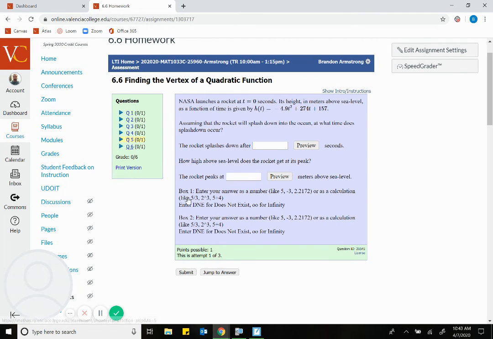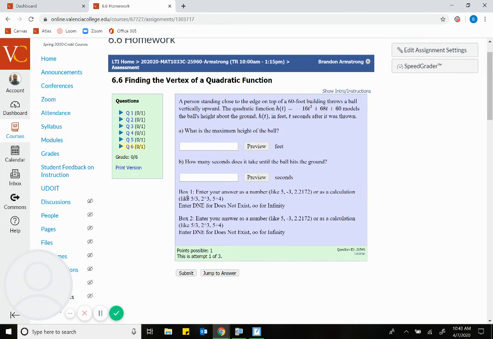Okay? Question 6, just to kind of talk about it. Hey, look, maximum. Oh my gosh, we just talked about that. Maximum means find the vertex. How many seconds does it take until the ball hits the ground? How high is the ball when it's at the ground? That's 0. So run the quadratic formula for this. Okay? This is just like the previous question. They just flipped the order. The first question is all about the maximum, which is the vertex. The second question is all about running that quadratic formula to help you.